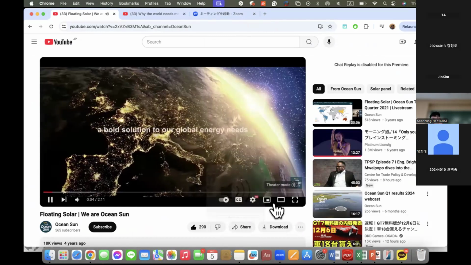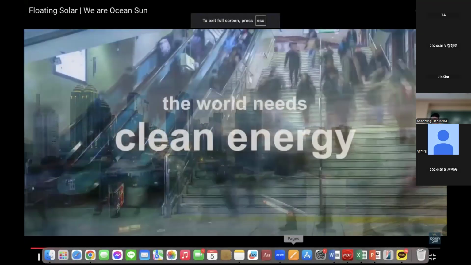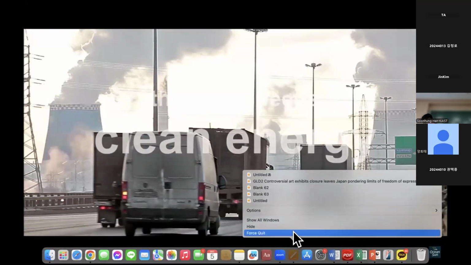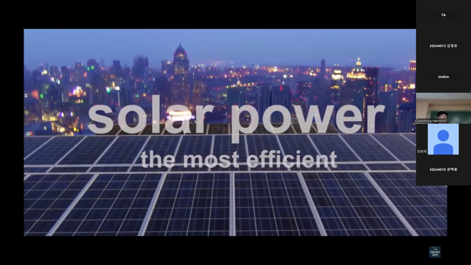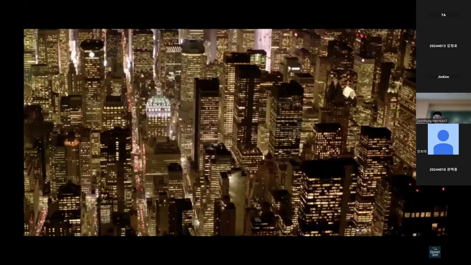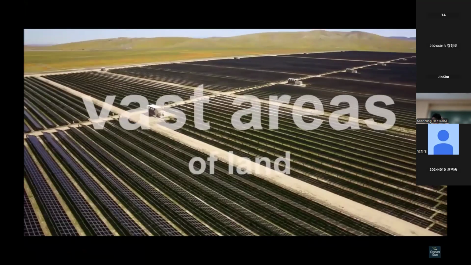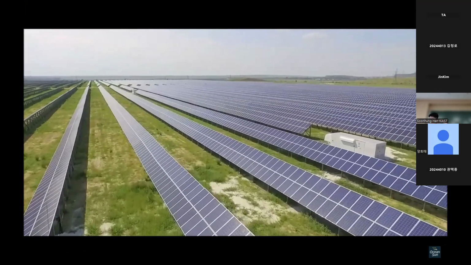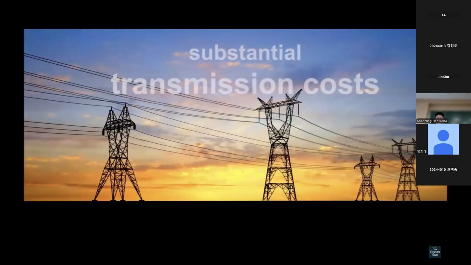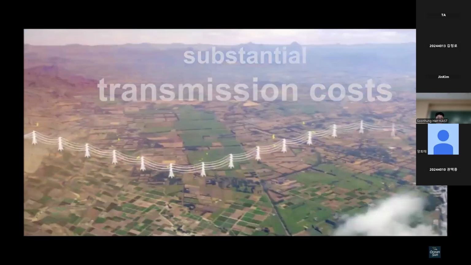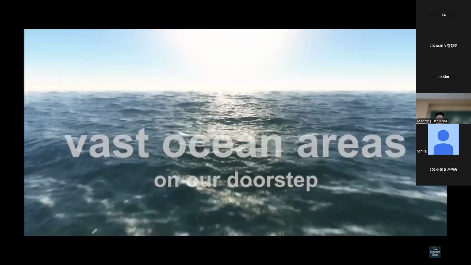Ocean Sun, a bold solution to our global energy needs. The world is in need of clean energy. In recent years, solar power has proven itself to be the most efficient source. Yet, in order to produce large amounts of energy, solar power plants require vast areas of land. Sufficient land areas cannot be found near the densely populated places where power is consumed, and agricultural and recreational spaces cannot be sacrificed. This results in substantial transmission costs from the power plant to the consumer. Around the globe, most people and most large cities are located in coastal areas with the open ocean right on their doorstep.